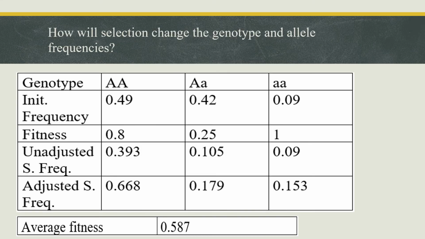On screen now is the table we will use to calculate the new genotype frequencies after selection. We first must multiply the initial frequency of each genotype by their respective fitness. The resulting number is the unadjusted frequency after selection. The problem is that the sum of the frequencies in this row does not equal 1, so these are not actual real percentages. To normalize them to 1, we divide each frequency by the sum of the row, which is the average fitness, which is 0.587. This gives us the adjusted numbers.